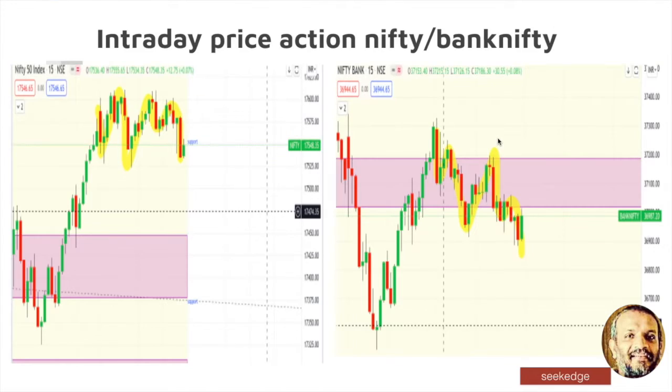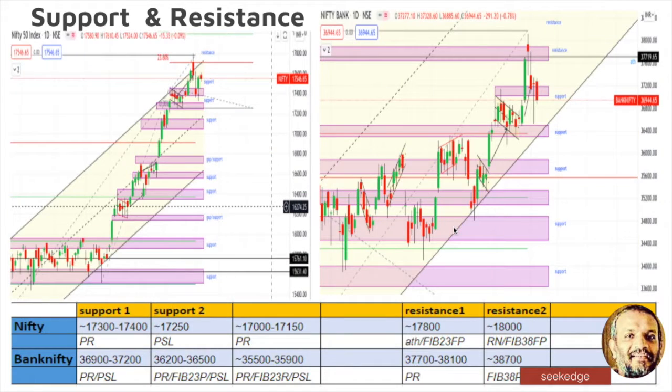started changing polarity. Intraday price action, we said it is an M pattern, it's zigzag. Very difficult to trade on the Nifty today. But BANKNIFTY was trending down more. You can see this is the 15-minute chart on the Nifty on the left side and BANKNIFTY on the right side. Now support and resistances, there is not much change from yesterday.